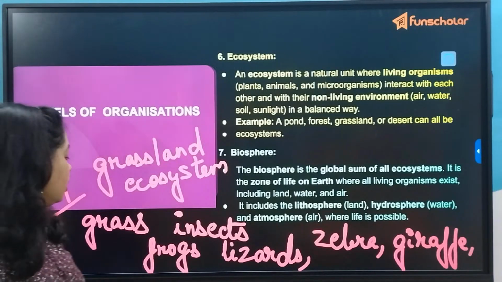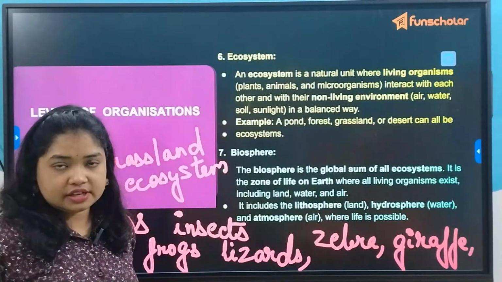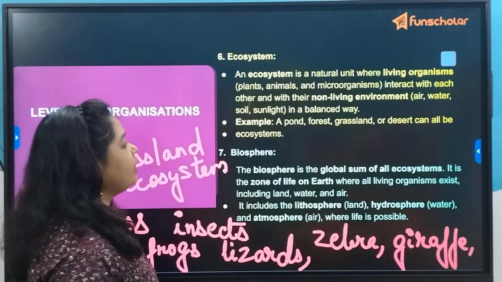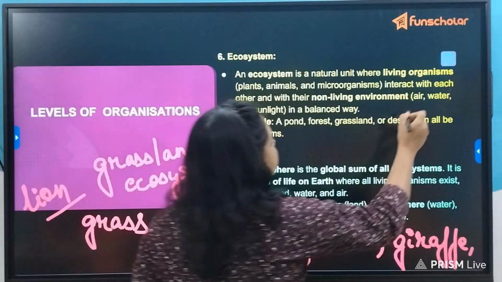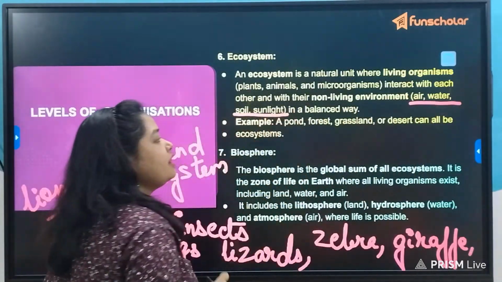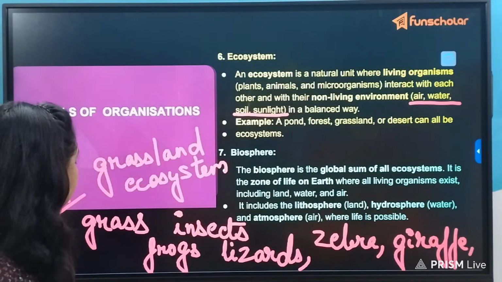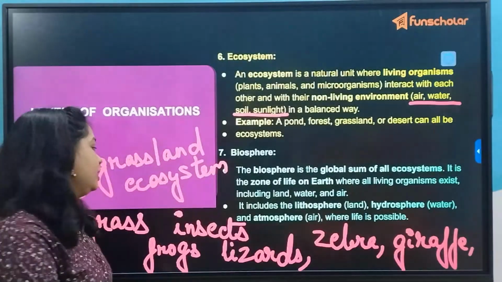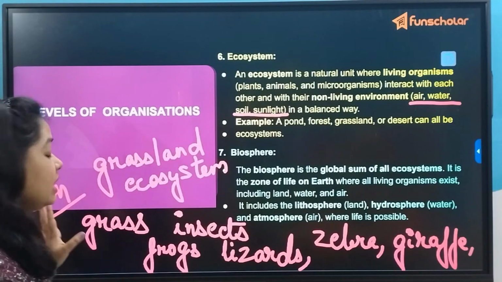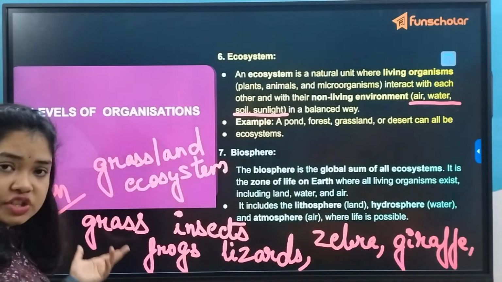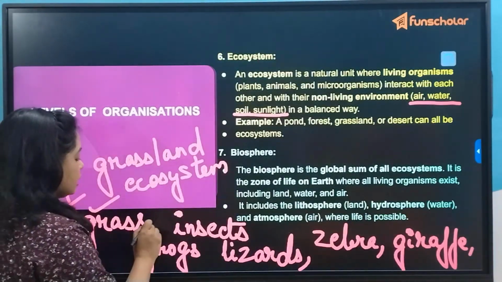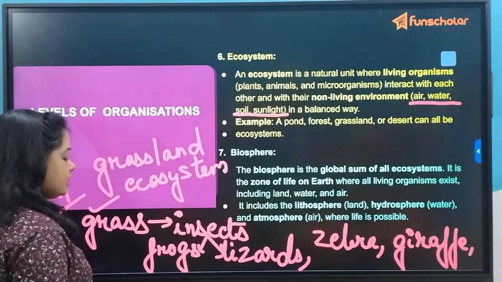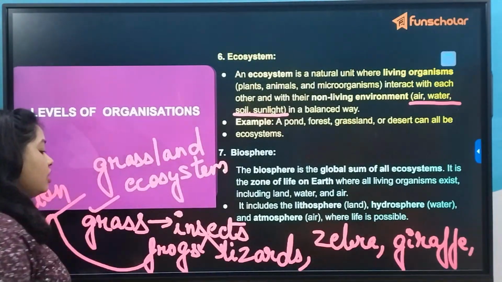These are all the biotic factors. But what are the abiotic factors existing there? The same abiotic factors exist in every ecosystem: air, water, soil, sunlight, because these are available everywhere. Now tell me, how are they dependent on each other? Firstly, they will form a food chain. It will start with the autotrophs, grass. Grass will be eaten by insects. Insects will be eaten by either frogs or lizards. Then these frogs will be eaten by the lions, or like this.